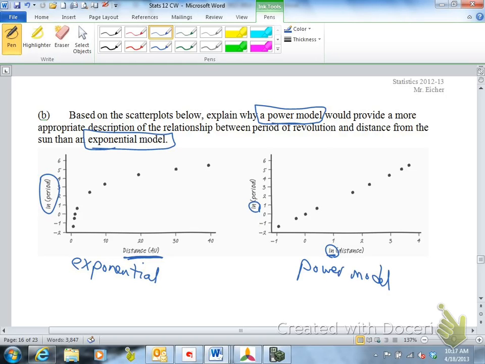So once you know that piece of information, you could say a power model would be much better, because look at the graph. This is incredibly linear with this power model, logging both variables. Compared to an exponential model, you don't get a linear pattern if you only ln the period to orbit the sun. So a power model would be much better because you produce a linear scatter plot.